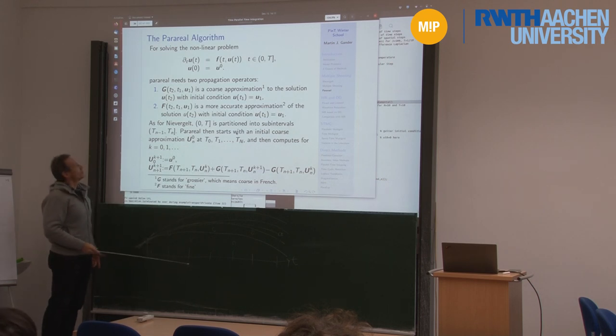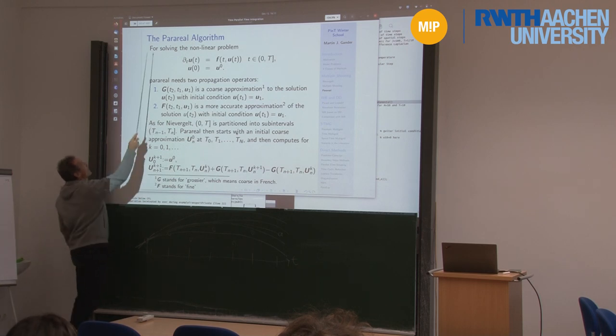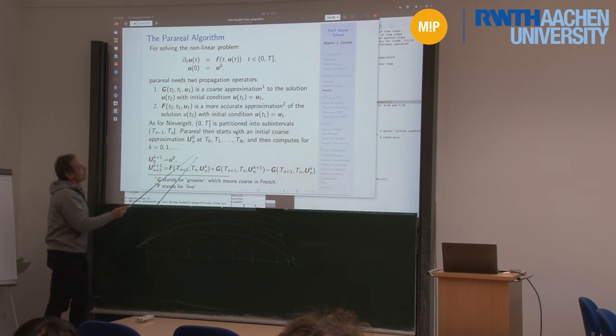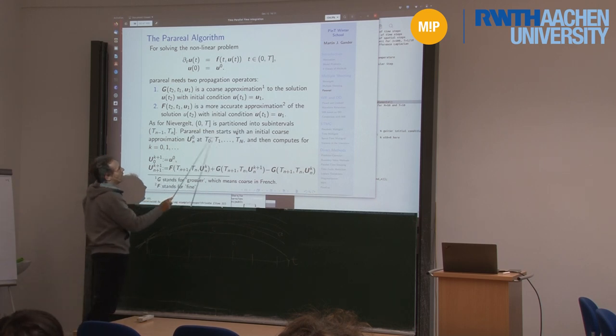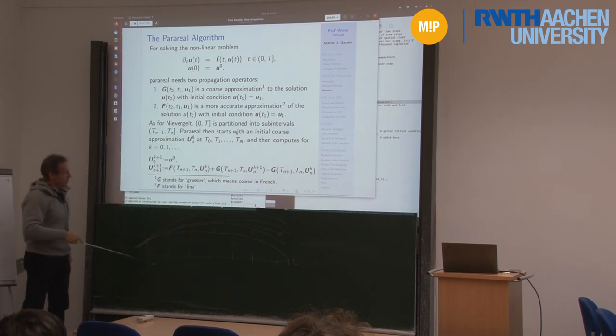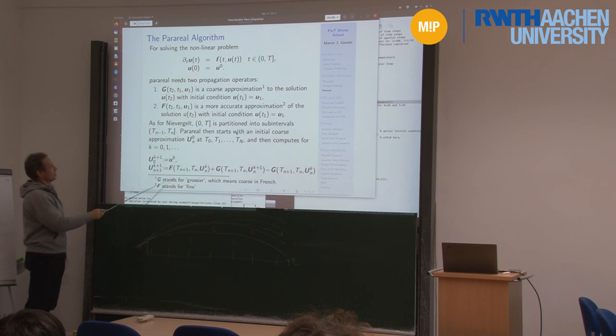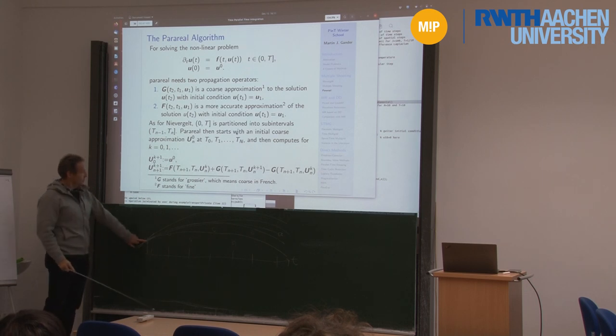Conceptually, it can be the exact solution, arbitrarily expensive. And as for Nievergelt, in this algorithm you have to partition the domain and time into subintervals, and then you do this iteration. That's the parallel iteration. So what is this iteration? It starts at this value, always with the initial condition. That makes a lot of sense. It's like Newton's method before.